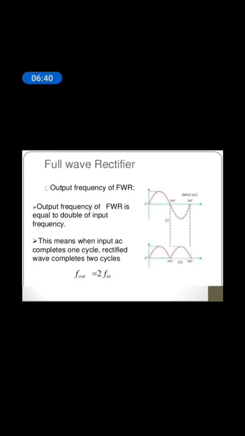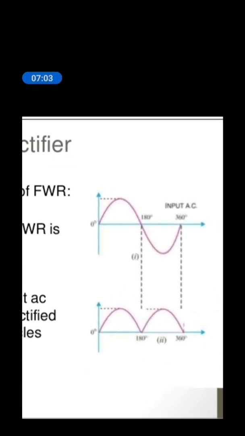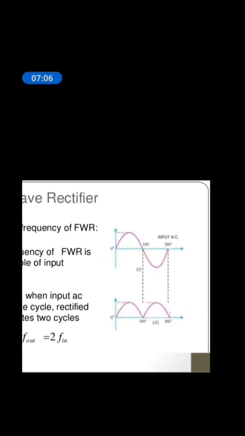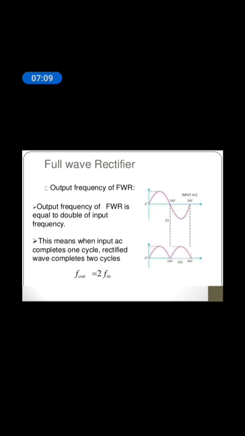For the full wave rectifier, the output frequency is equal to double of input frequency. This means when input AC signal completes one cycle, rectified wave completes two cycles. So F out is equal to 2 into F in. That means output frequency is equal to double of the input frequency.